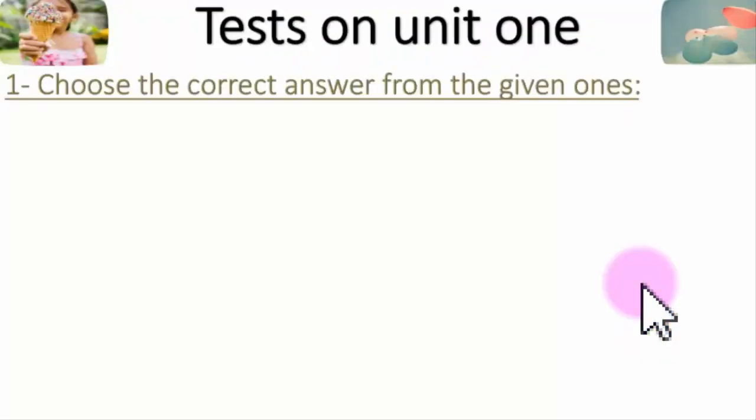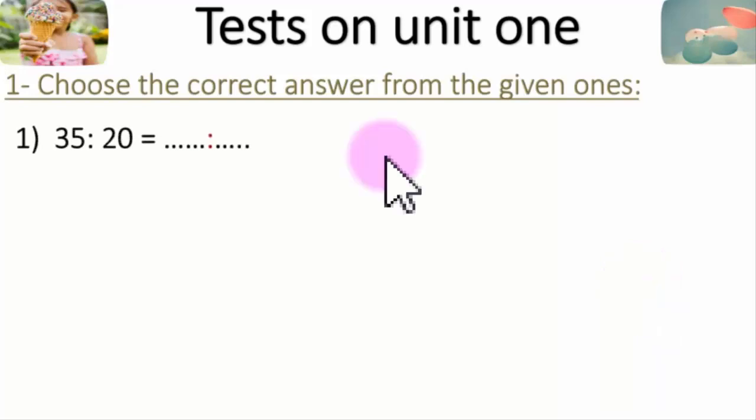Tests on Unit 1. Choose the correct answer from the given ones. 35 to 20. Is it 7 to 5 or 5 to 4 or 7 to 4 or 5 to 7? Who can tell me? This is the ratio between 35 and 20. And we must put this ratio in the simplest form. So we will divide both terms by, well done, by 5.